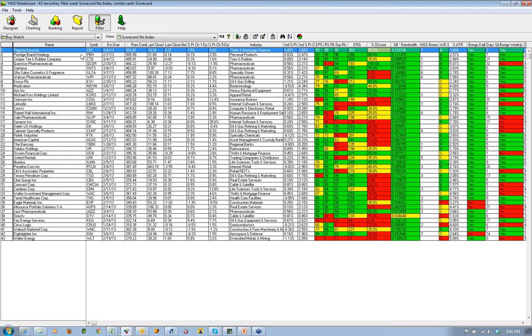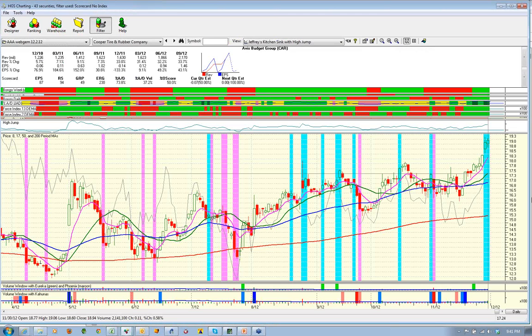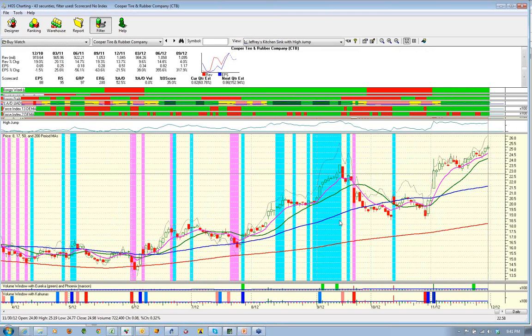We looked at Flagstar. We looked at Prestige, Cooper Tire. We looked at last week. Big run up, kind of loose, all green, great earnings per share growth, a pattern that I like. It's got a MACD divergence that's negative, which tells me it's probably going to pull back, something that we can talk about at another session.